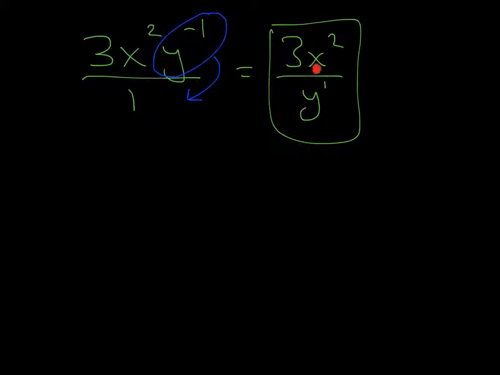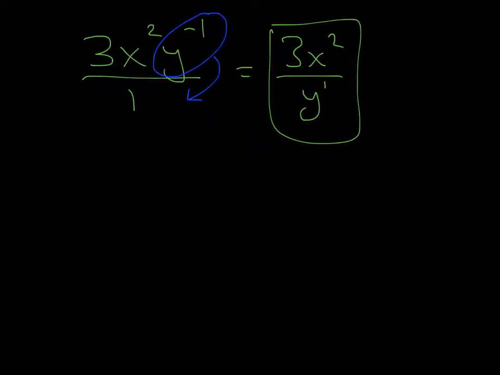And also, every variable can only be listed one time. You can't have x's on the top and x's on the bottom or multiple x's on the top. And you also shouldn't have any parentheses. So no parentheses, no negative exponents, and every variable listed once. As long as you satisfy all of those conditions, then this is your final answer. So let's do another one.